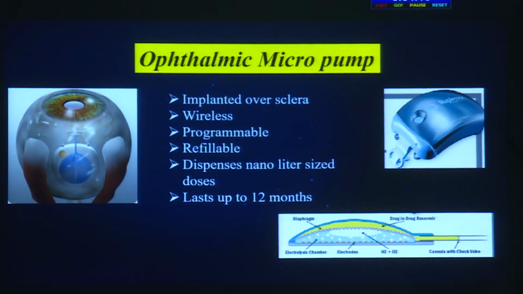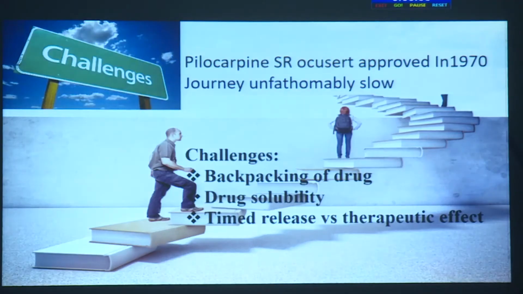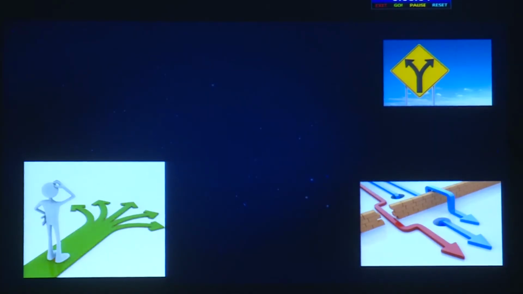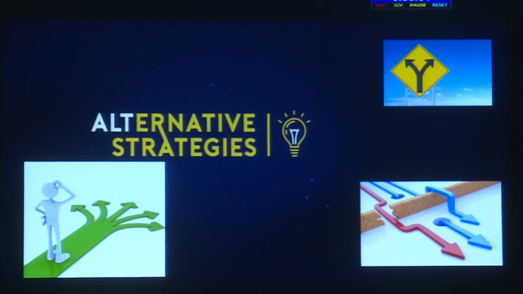They are wireless and programmable, and we can also use it again. It's refillable, so it dispenses nanoliter-size doses, and this implant's effectiveness lasts up to 12 months. Now a decade has elapsed since the pilocarpine sustained release approval, yet the journey has not been completed. We are still moving at a very slow pace because of challenges like the drug solubility and the time release versus therapeutic effect. So we are looking at alternative strategies to combat the aforementioned issues.